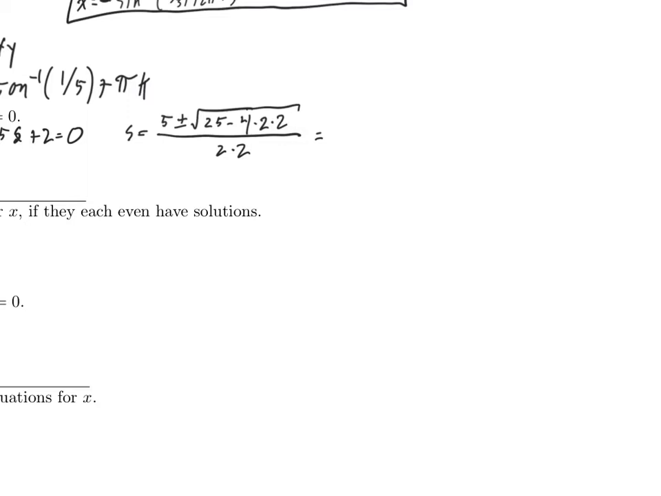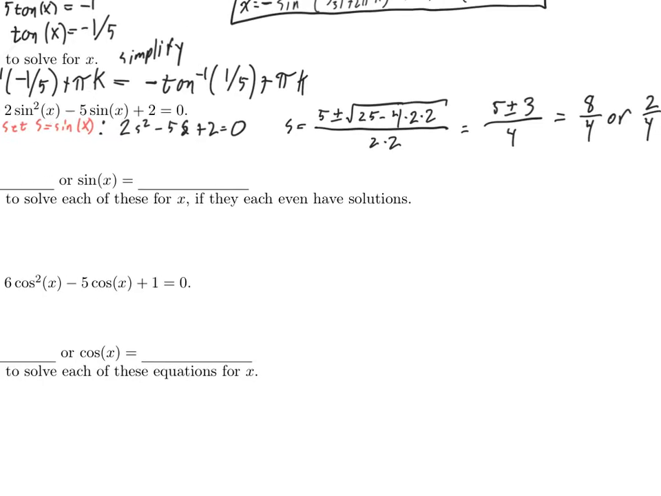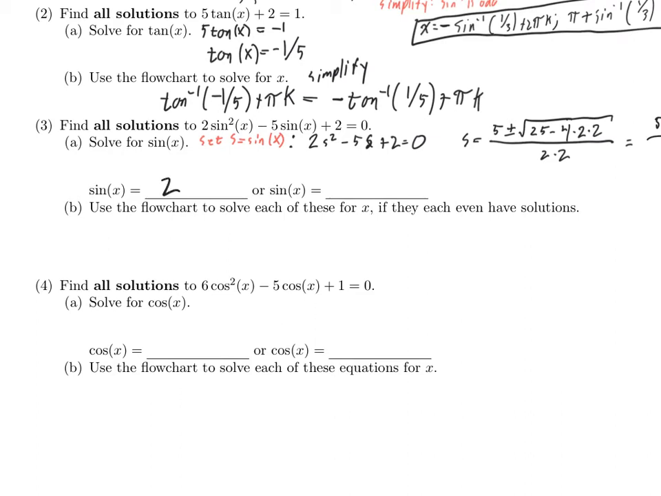So let's see. 4 times 2 times 2 is 16. 25 minus 16 is 9. Square root of 9 is 3. So let's do that much work just automatically. So that's 5 plus or minus 3 all over 4, giving me 8 over 4, or 5 minus 3 is 2, 2 over 4. So that's s, not x. s is equal to 2 or 1/2. All right, so we have sine of x equal to 2, sine of x equal to 1/2.